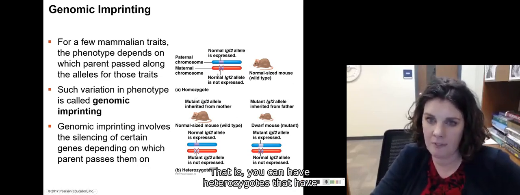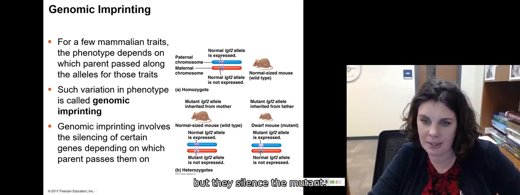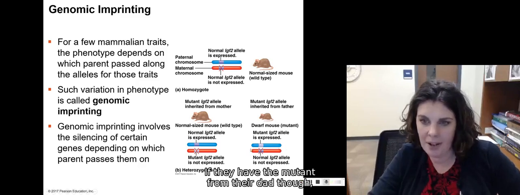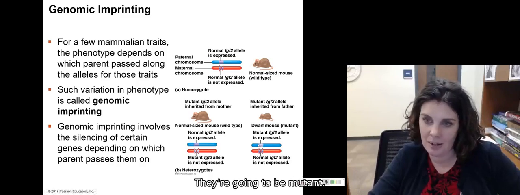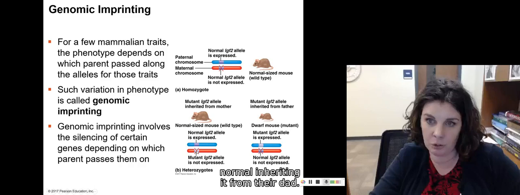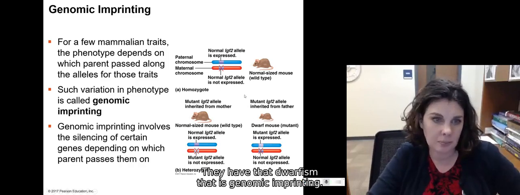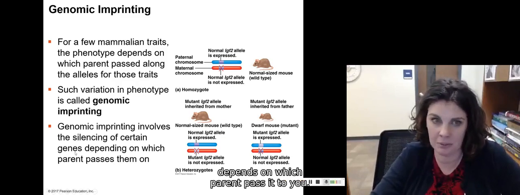That is, you can have heterozygotes that have a normal Igf2 gene inherited and a mutant inherited, but they silence the mutant, so they are normal. If they have the mutant from their dad, though, they silence the normal one. They express the mutant allele from their dad. They're going to be mutant. Does that make sense? Inheriting it from their mom, they don't express that. They're normal. Inheriting it from their dad, they do express it. They have that dwarfism. That is genomic imprinting, when silencing a gene depends on which parent passed it to you.